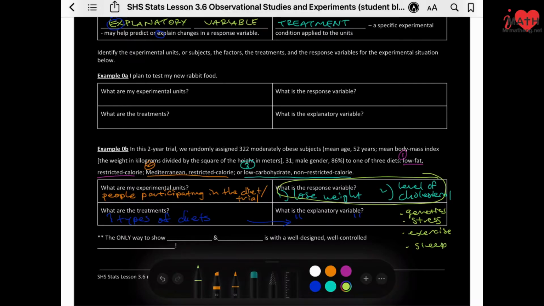Okay? Go ahead and press pause and try example 0A. I skipped that one. It's about the new rabbit food. Press play when you're ready.